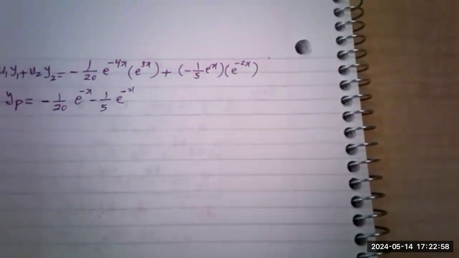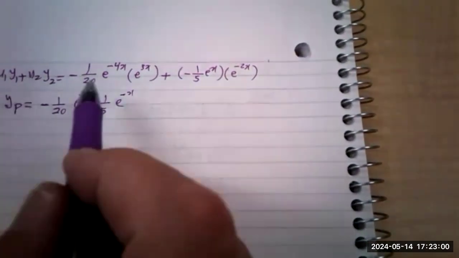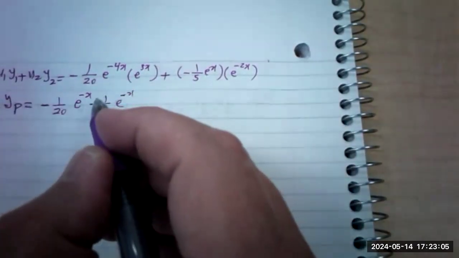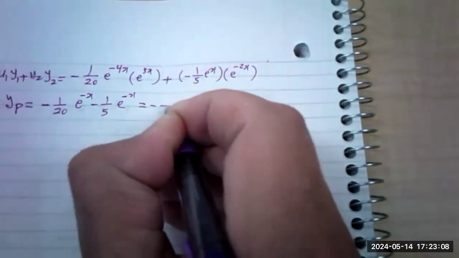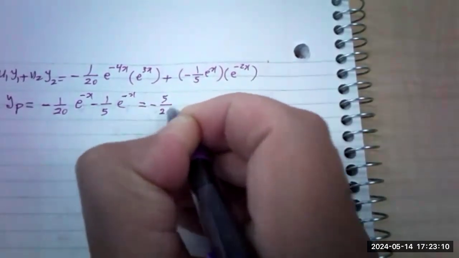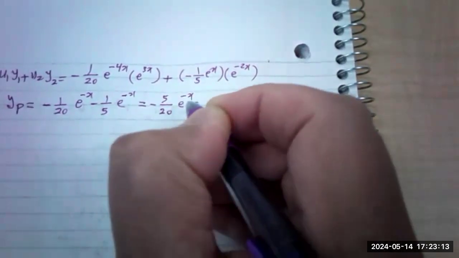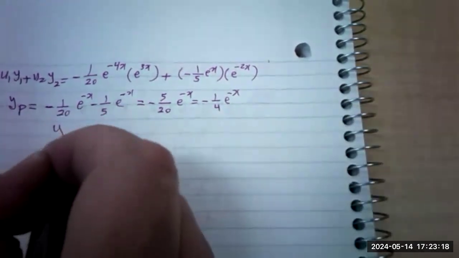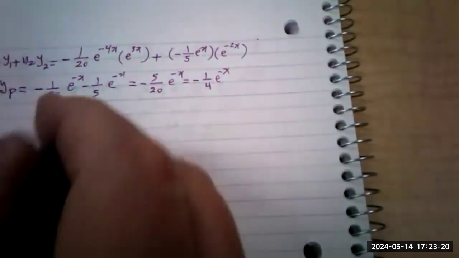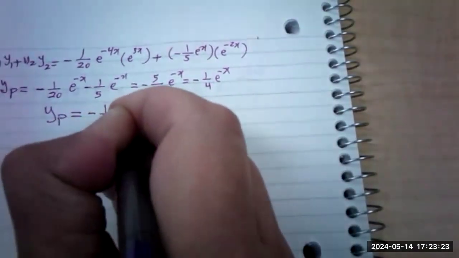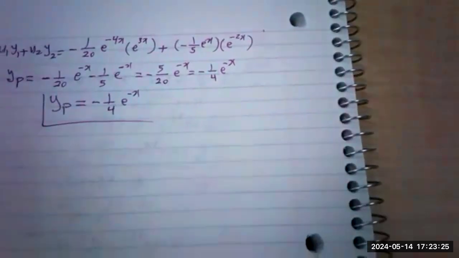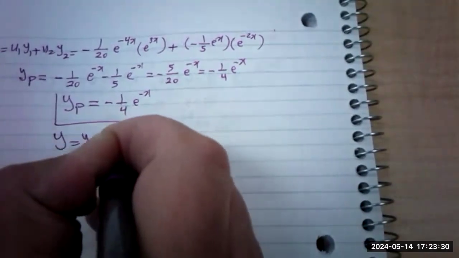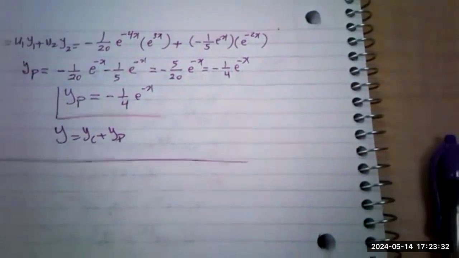Now we can simplify it a little bit more. So this is like what? This is like a -1/20, -1/5 would be -5/20. So it's going to be -5/20 e to the negative x, which is going to be -1/4 e to the negative x. So this is going to be your yp. Yp is -1/4 e to the negative x. Okay, so the final answer: y equal to yc plus yp. And then we're done.